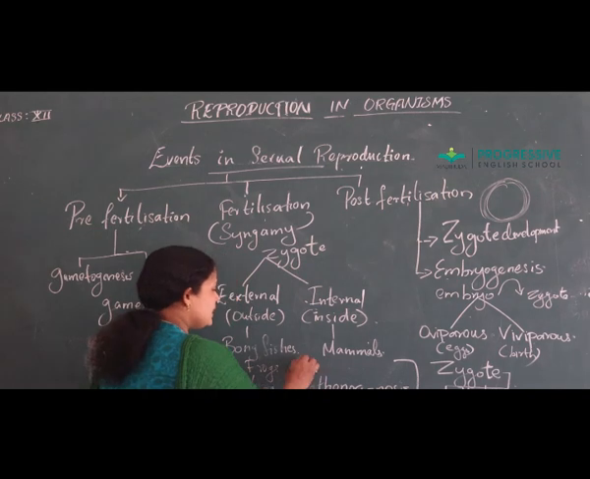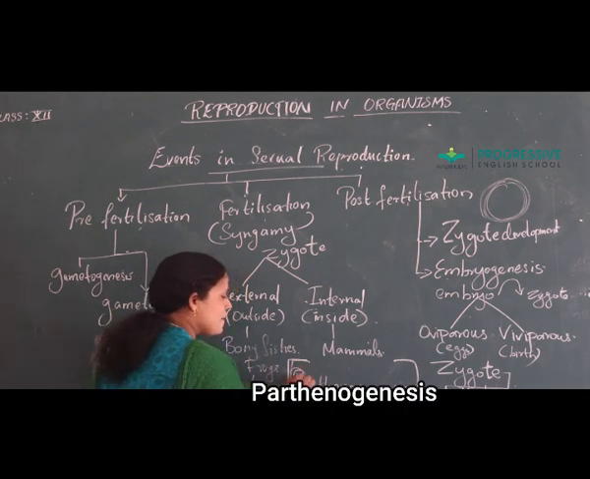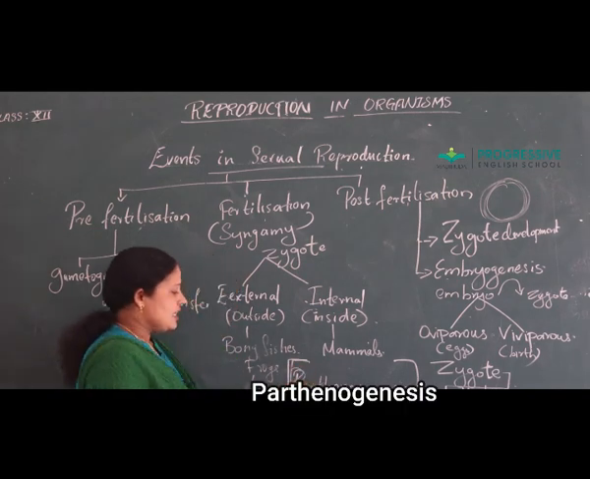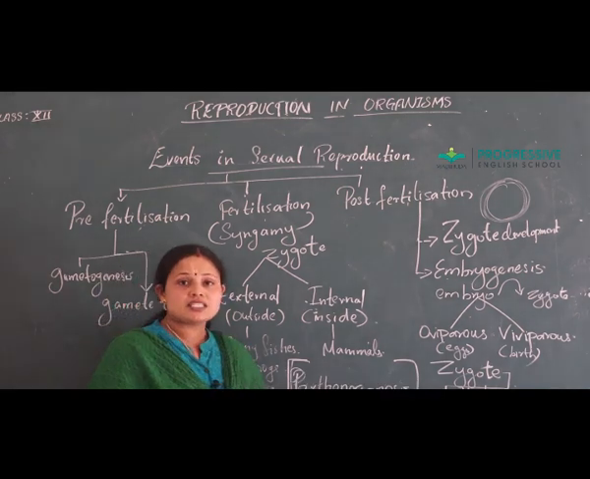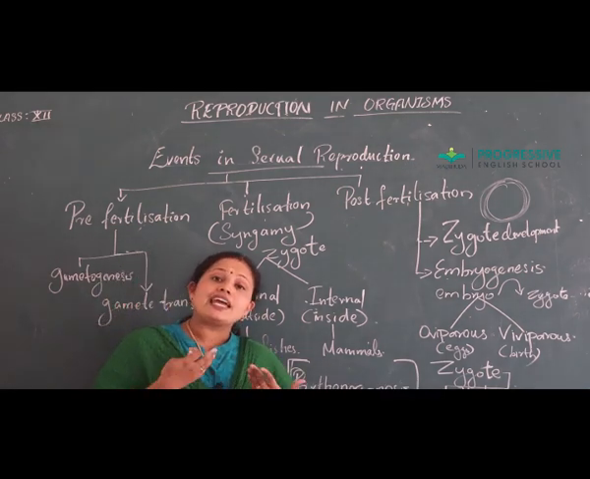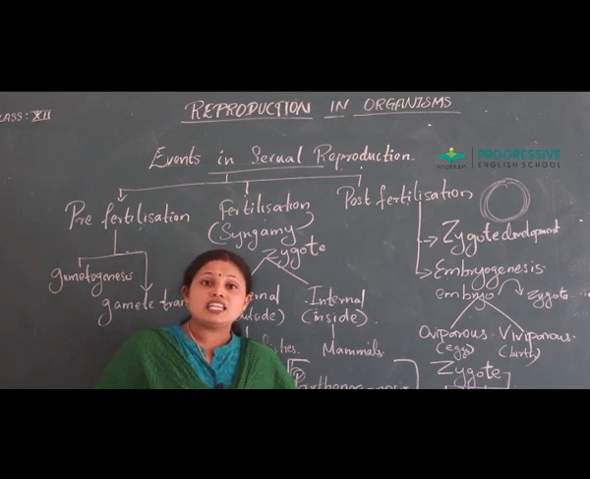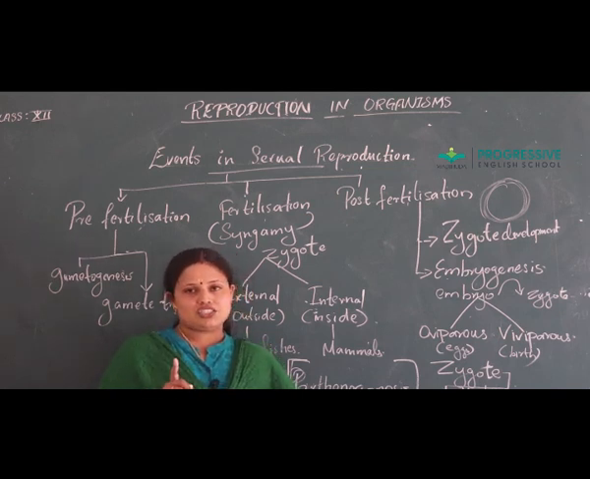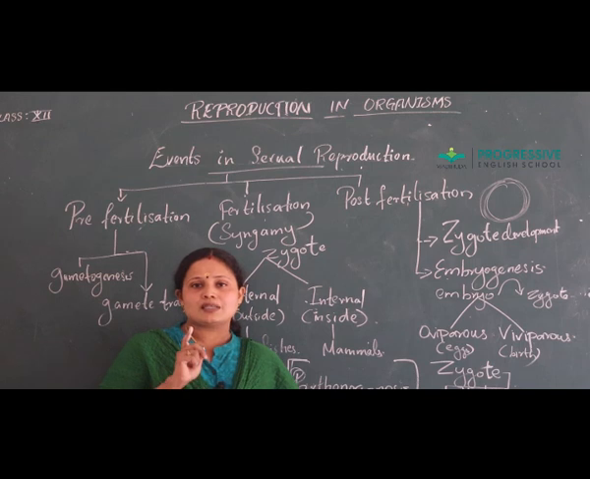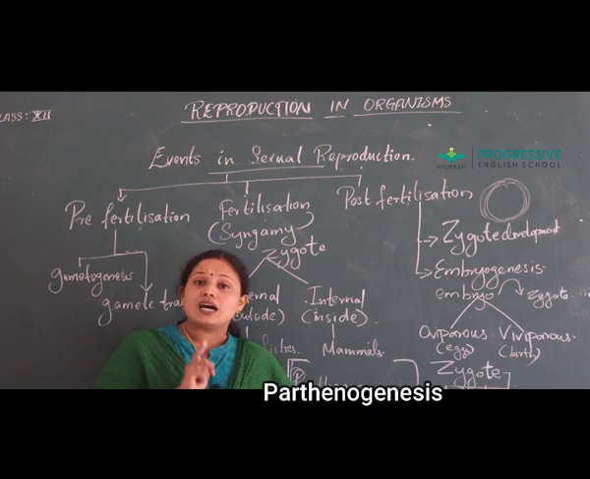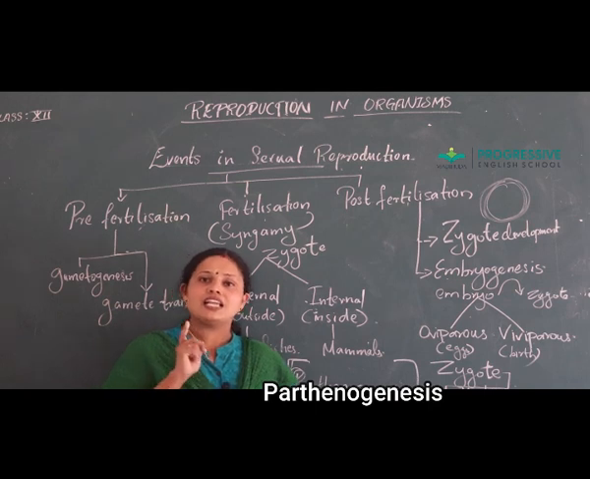And one more important term which we study is parthenogenesis. That means in certain organisms, the female gametes directly develop into an individual without fertilization. That phenomenon is known as parthenogenesis. The examples are honeybee and lizard.